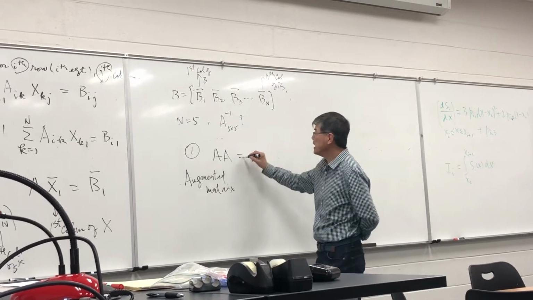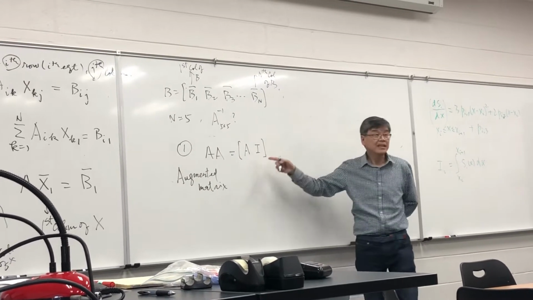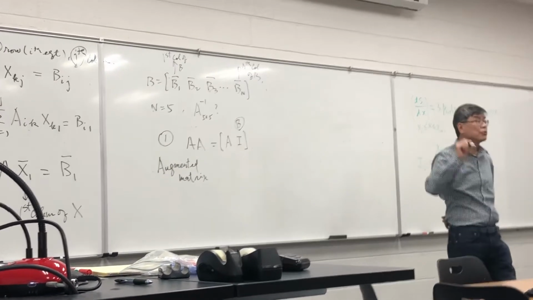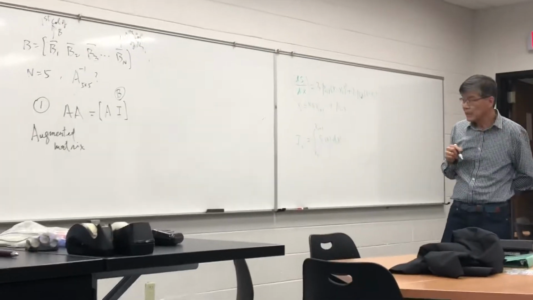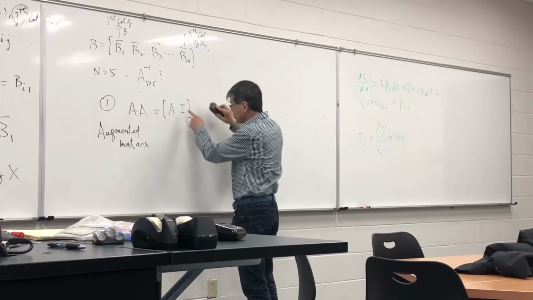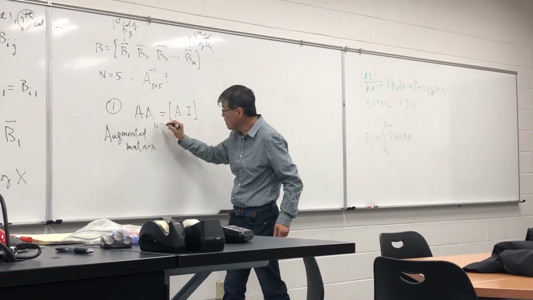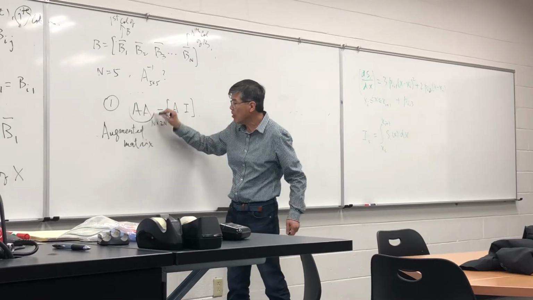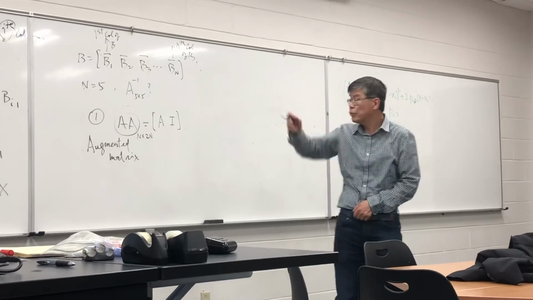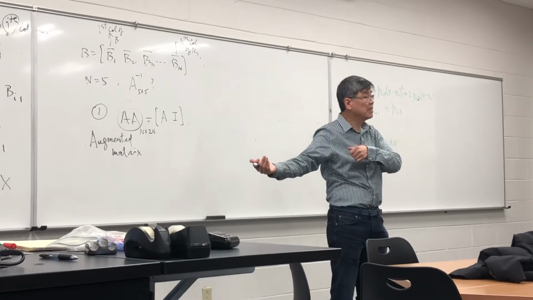Call it AA. AA is basically A attached with I on the right hand side, or B, since B is equal to I. If I want to calculate the inverse of the matrix, you attach the identity matrix on the right hand side. So this becomes N by 2N. This augmented matrix has 2N columns and N rows. Now you do the Gaussian elimination from there.